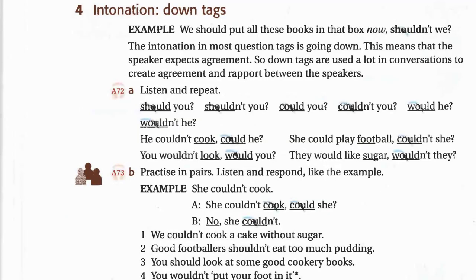4A. Should you? Shouldn't you? Could you? Couldn't you? Would he? Wouldn't he? He couldn't cook, could he? She could play football, couldn't she? You wouldn't look, would you? They would like sugar, wouldn't they?